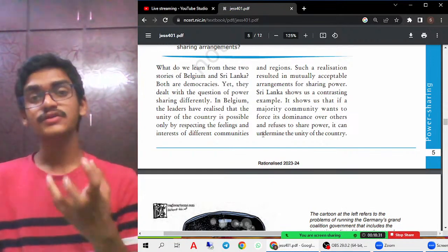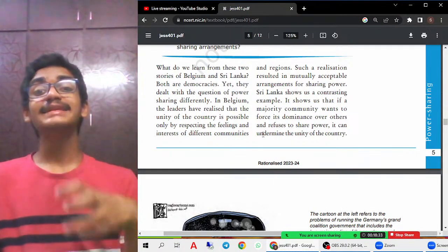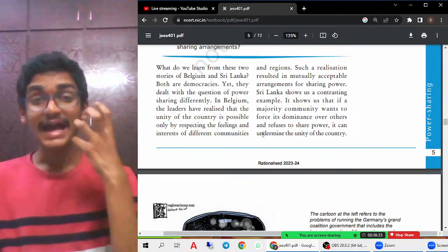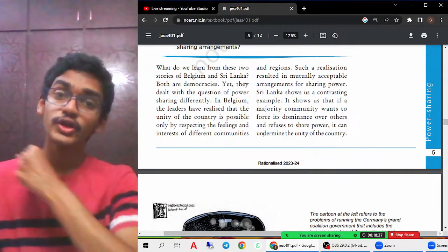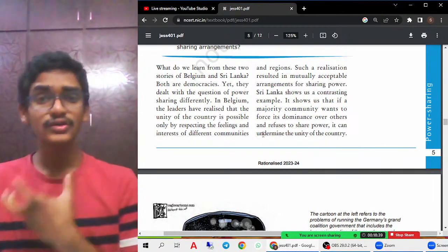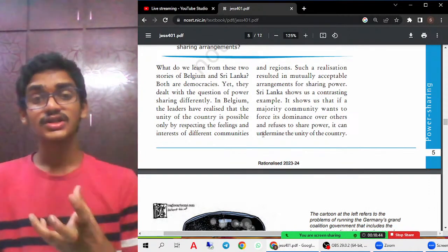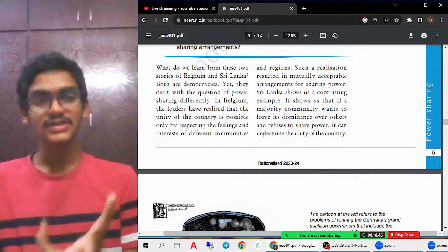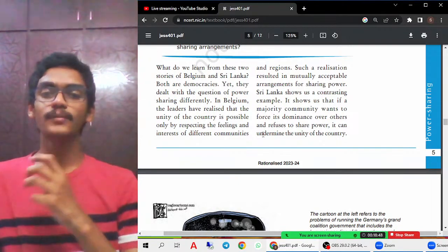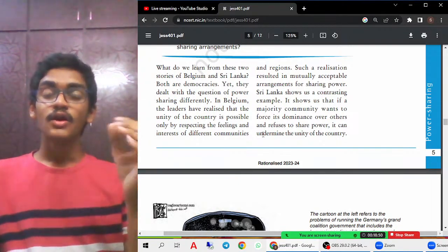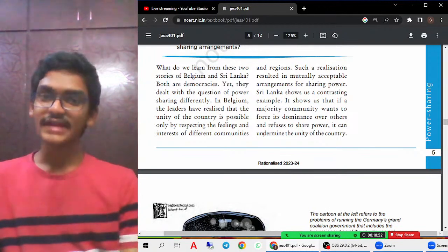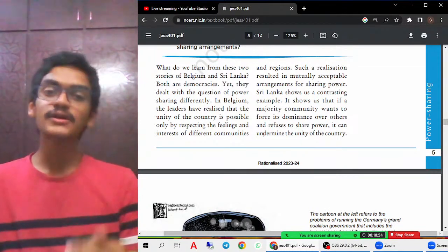But if you see the situation of Belgium, Belgium understood that without unifying all the people together, we cannot have unity and we cannot have a harmonious and peaceful society. This is the idea they believed in, because of which they formed a society wherein both the communities, the French and the Dutch speaking communities, were given equal representation.